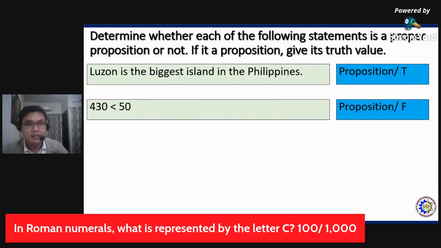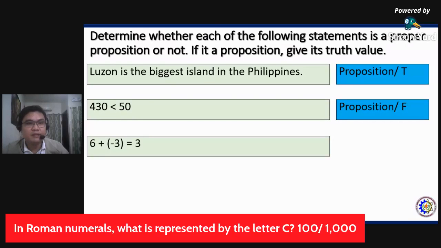The answer is it is a proposition. But this time, the truth value of it is false, of course. 430 is not less than 50, but it is still a proposition. Let's move to the third statement.